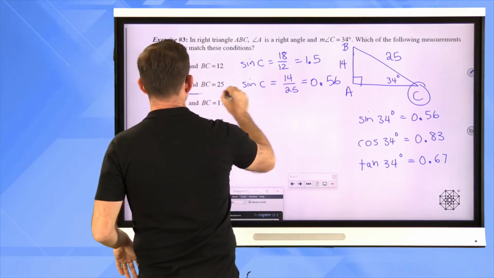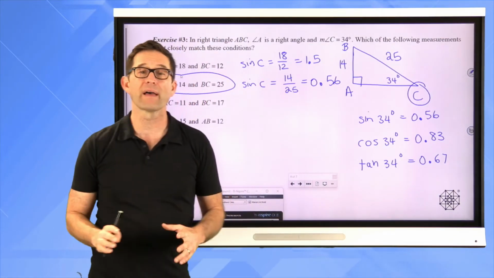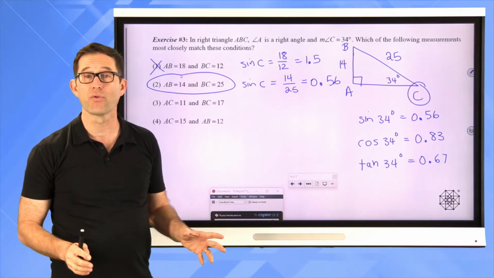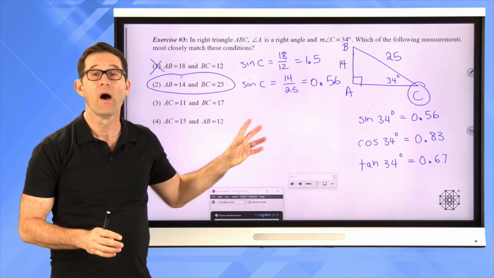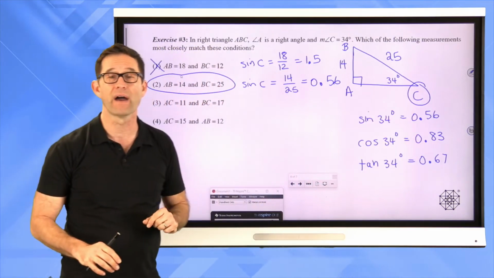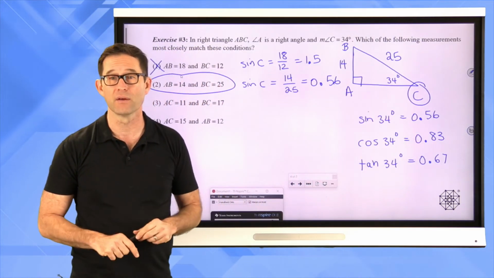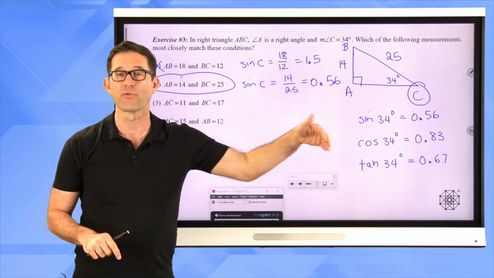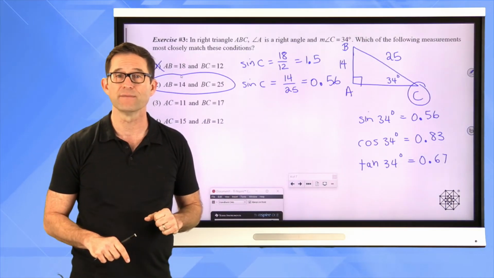That is my winner. Now, if I worked through the last two, which I'm not going to go through, I'd find that none of them corresponded to these three values. None of them would be correct. None of them would give me the 0.83 or the 0.67.